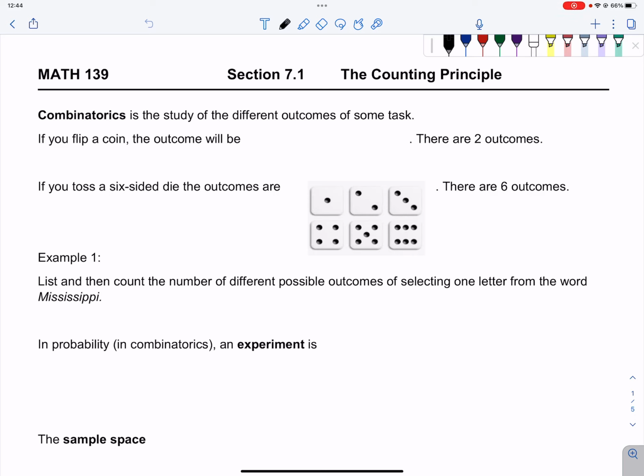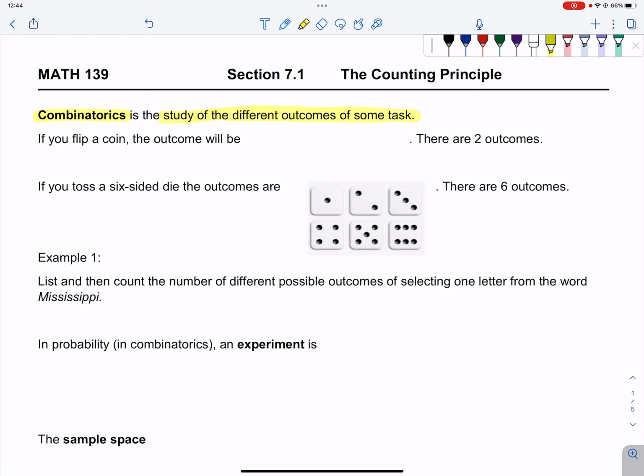In Chapter 7, we're going to be working through probability, and in order to calculate probabilities, we need to be able to know the number of ways that you can complete some task. So, combinatorics is the study of the different outcomes of whatever tasks that we have.